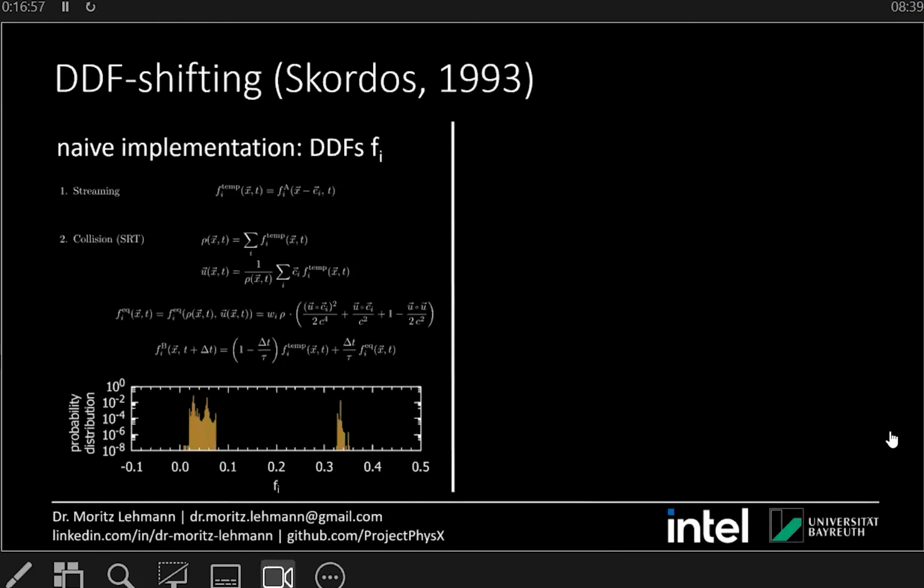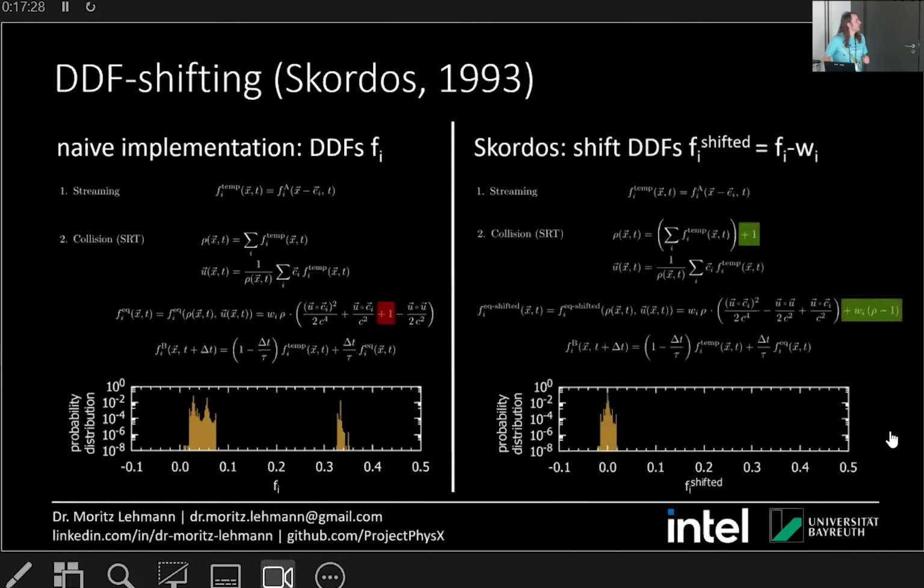With the standard lattice-Boltzmann algorithm, unfortunately, it doesn't work quite well, because when I look at the distribution of the density distribution functions, where are the floating point numbers located on the number line, I find that they are centered around the lattice weights. So one is around 1/3, 1/18, and 1/36. And this is not good behavior if you want to have the highest precision.